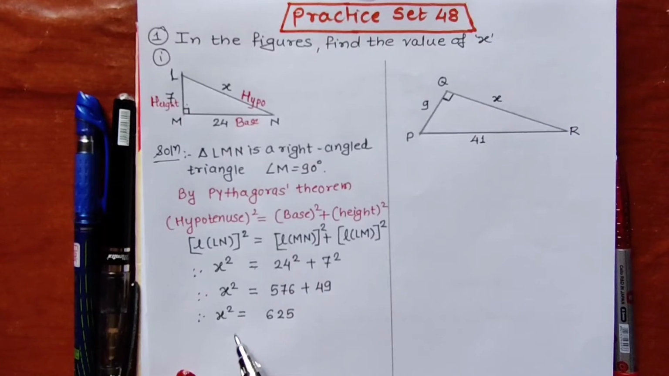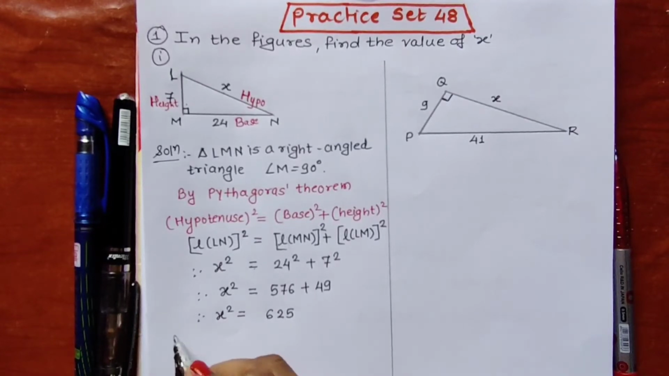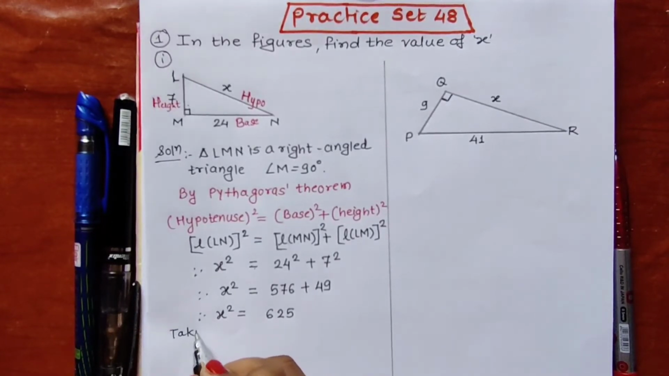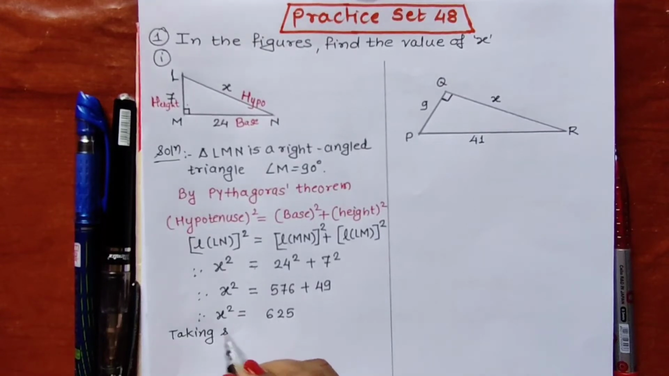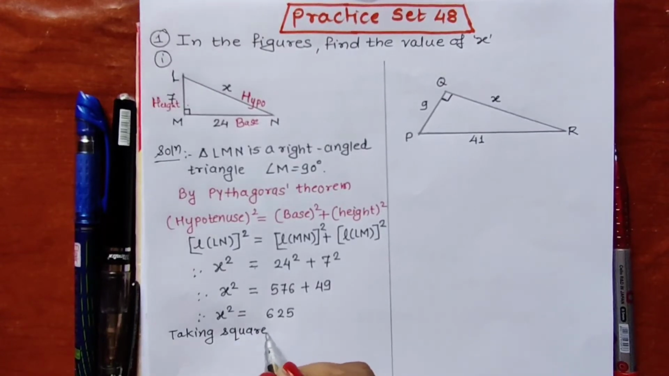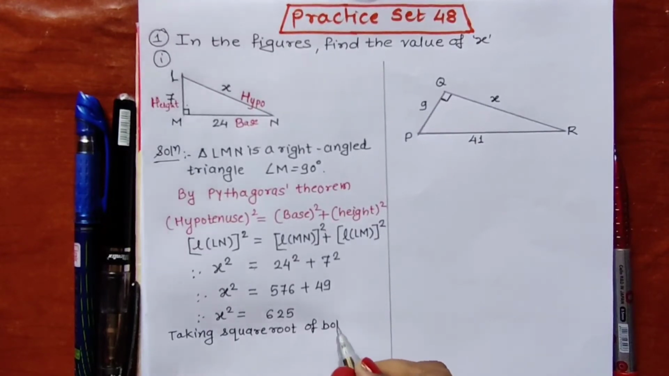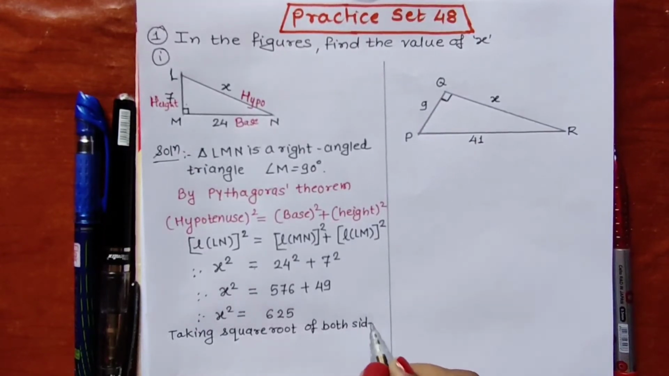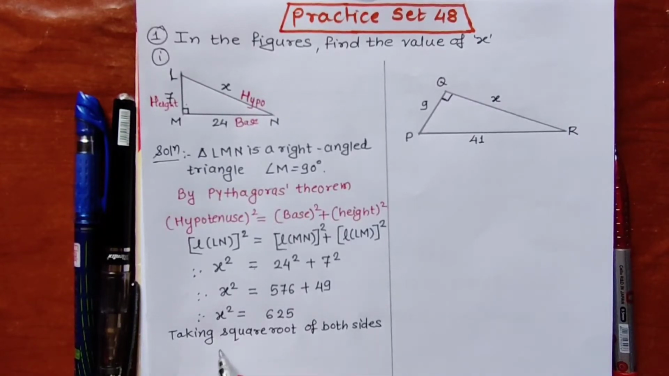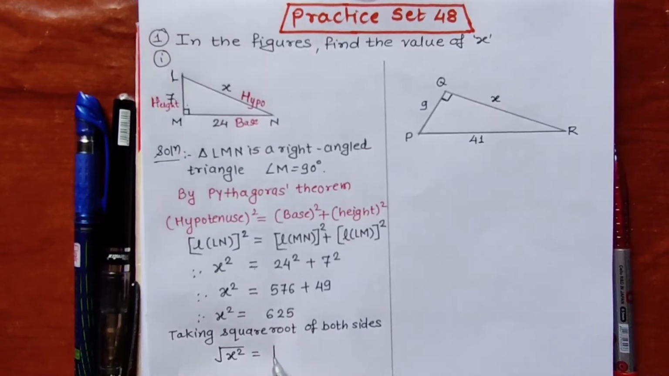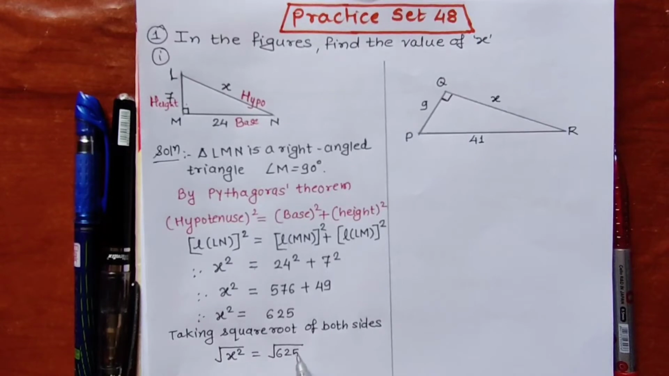square. So what should be done to remove the square from this? We have to take the square root of both the sides. So we should write, taking square root of both sides. That means we put x square also under the square root symbol and 625 also under the square root symbol.